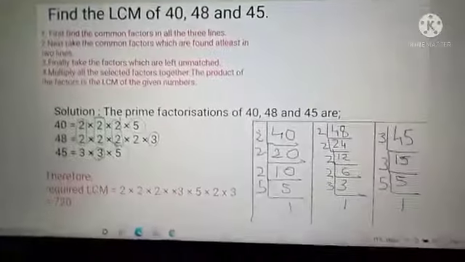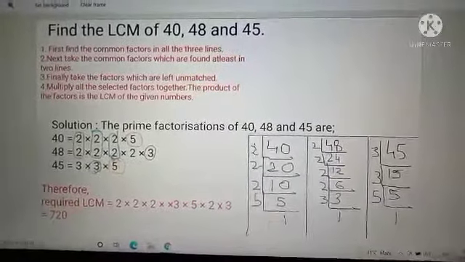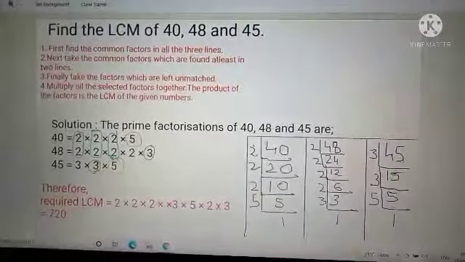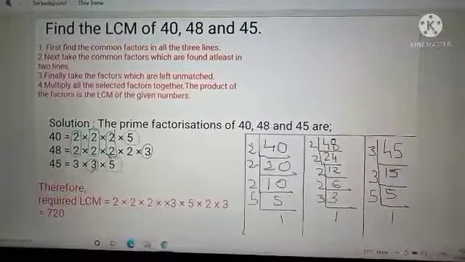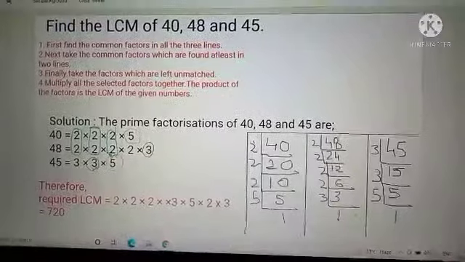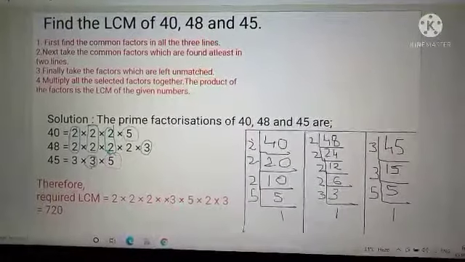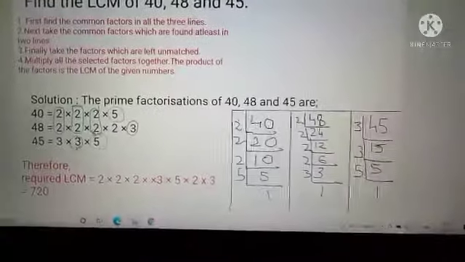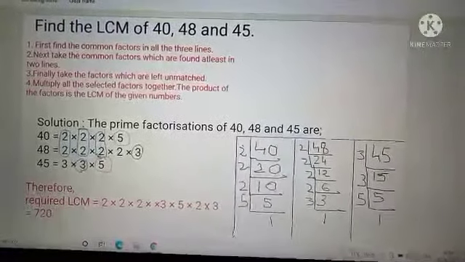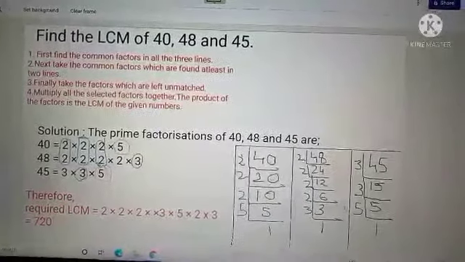Find the LCM of 40, 48 and 45. Here also, what is the thing we have to do? First of all, we have to take the prime factorization. So we are doing the prime factorization of 40, 48 and 45. As you can see here, we are prime factorizing 40, 48 and 45.